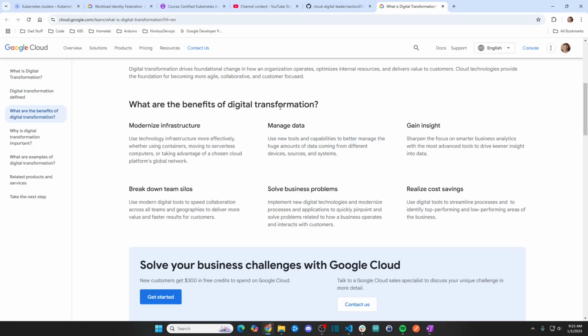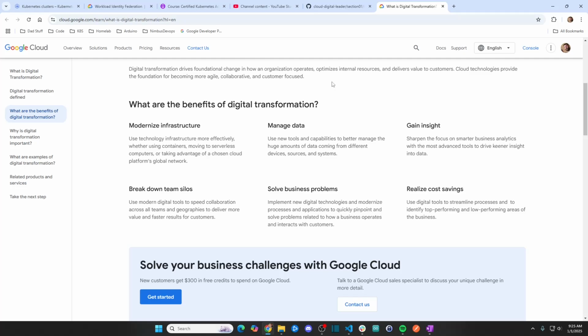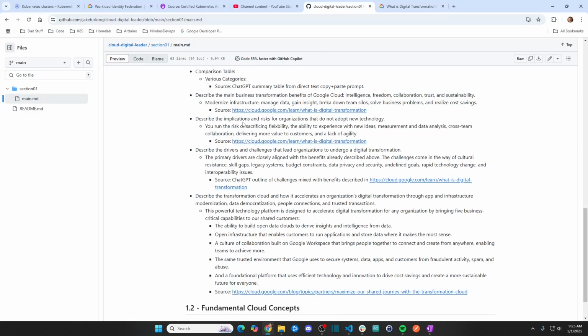It says what these are, the benefits of digital transformation, and I interpret that the main business transformation benefits of Google Cloud are, in fact, the benefits of digital transformation. A lot of this is repetitive, and at the foundational level, if you just really pound this into your head, you'll do fine. This is a very simple section of the exam.